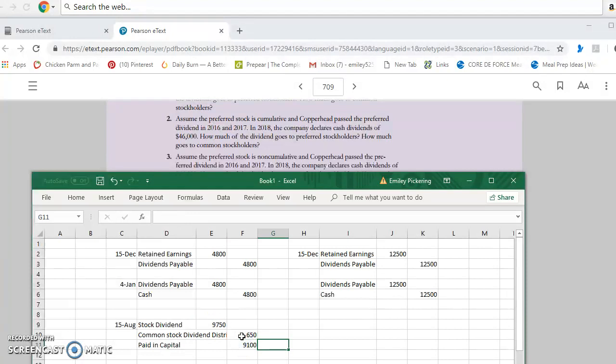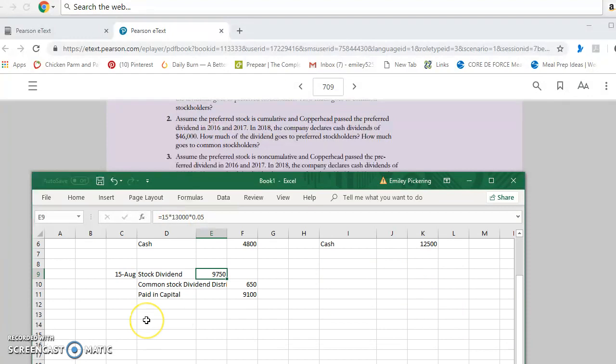Okay, so $9,100 of paid in capital, because that's my 5 cents at $1 par value and 5% at $15. There's quite a bit of difference there. That's why you have a lot of paid in capital, because there's a big difference between par value and the market price.